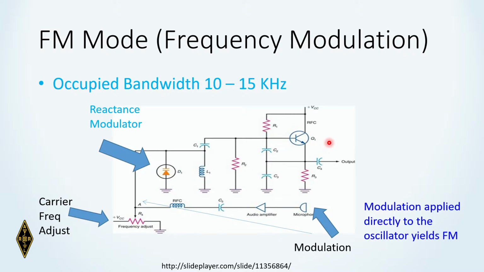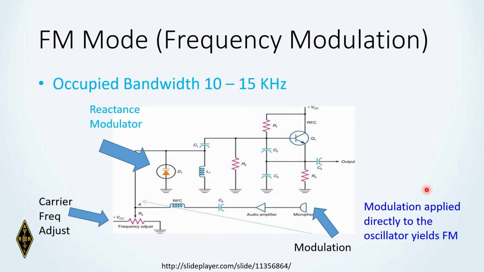This is an amplifying transistor, and if you remember, an oscillator has an amplifier and a feedback loop. Here's our tank circuit that sets the frequency, and so we modulate FM right at the first oscillator. So modulation applied directly to a radio's oscillator yields frequency modulation.